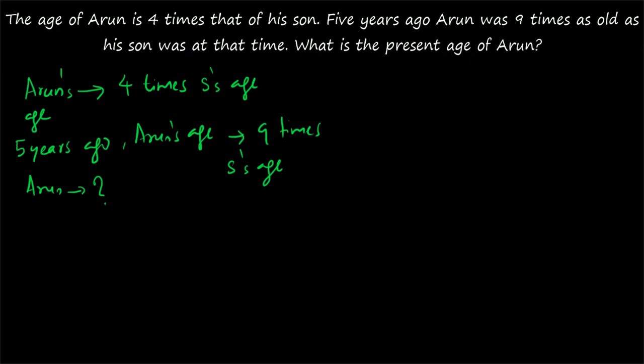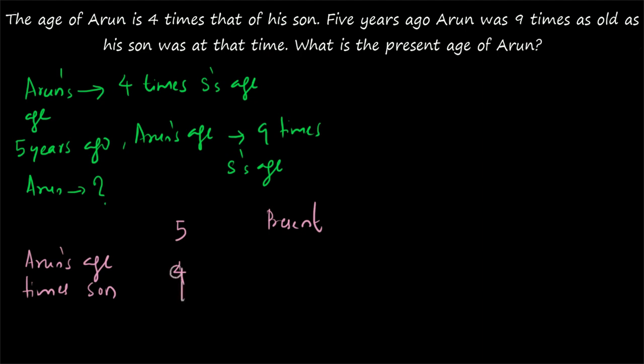So now let's try to apply the shortcut formula. So shortcut how? Father's age times son. So Arun's age times son. How many times is Arun's age that of son? So t years ago, what was the case? So t is equal to 5 here. So 5 years ago, and at present, what is the case? Sorry, 5 years ago, Arun's age was 9 times that of son.